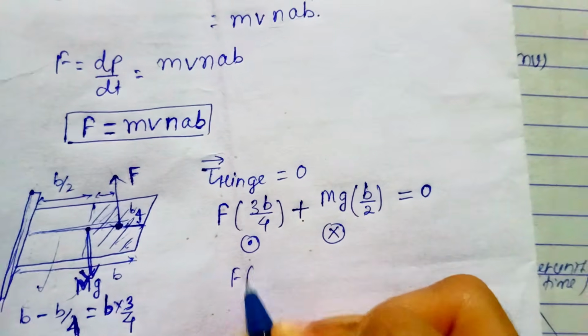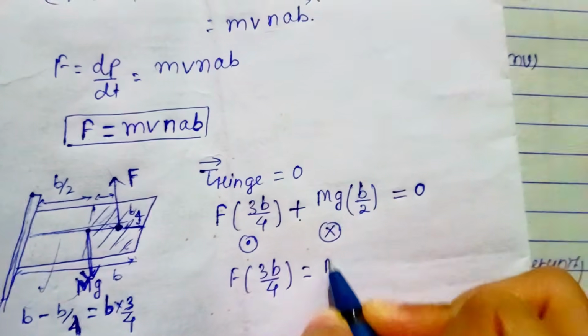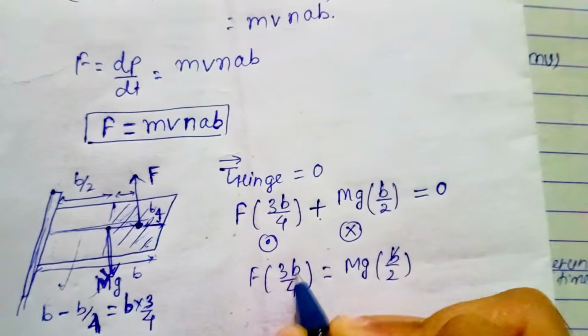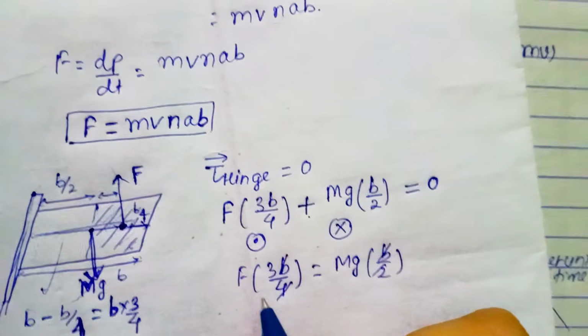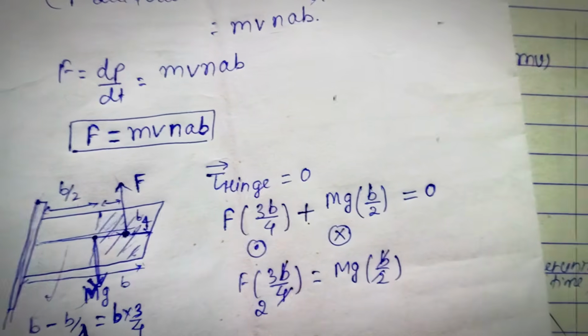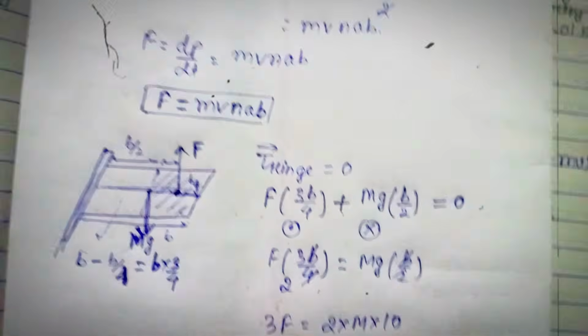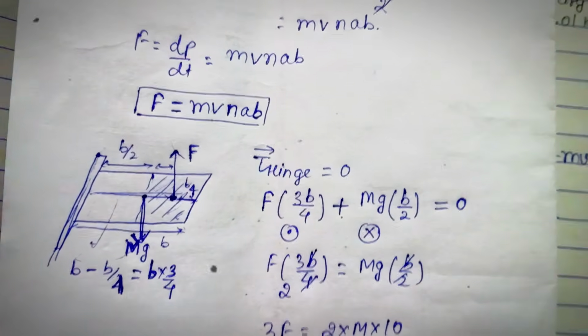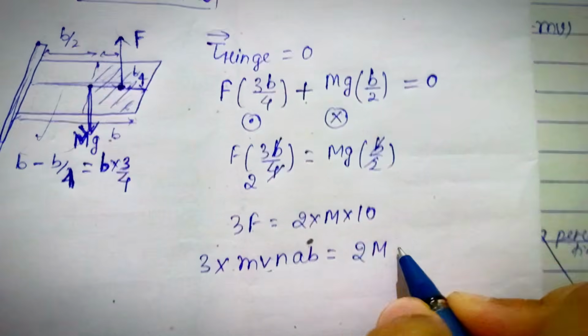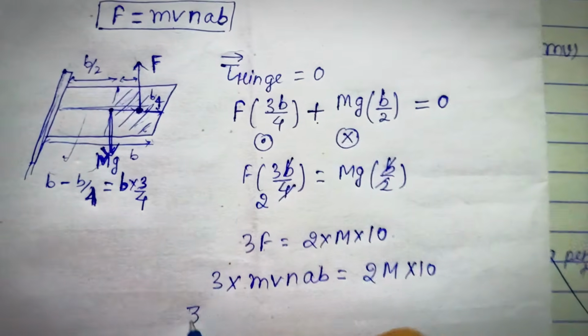Both of them are equal. So the b cancels out, and we get 3F is equal to 2 multiplied by M into g, where g is 10. So 3 multiplied by F, where F is mvnab, is equal to 2 capital M into 10. Here this M is capital M and this m is small m.